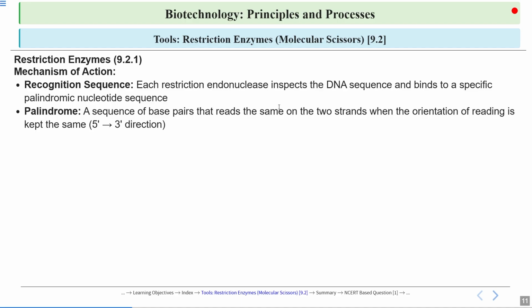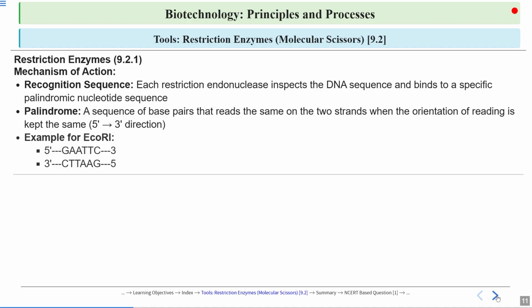You will understand more when I tell you the example. So this is the recognition sequence for EcoRI. When you read this sequence from 5' to 3', you will read it as G A A T T C.